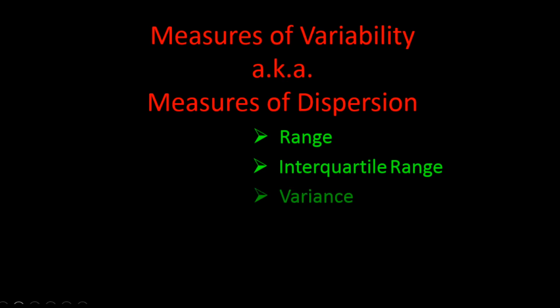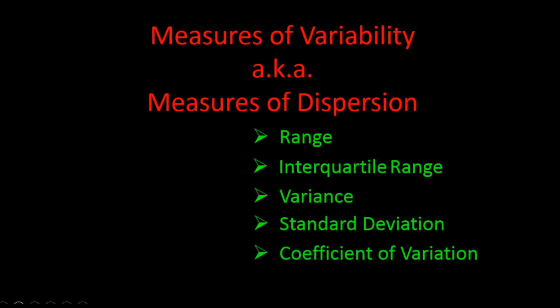Welcome to this video tutorial on measures of variability, also known as measures of dispersion. In this segment, we will discuss measures that tell us how spread out or dispersed data values are. These measures include the range, the interquartile range, the variance, the standard deviation, and the coefficient of variation. While each of these measures is calculated differently, they all tell us the same thing, that is, how the data are spread out or dispersed.